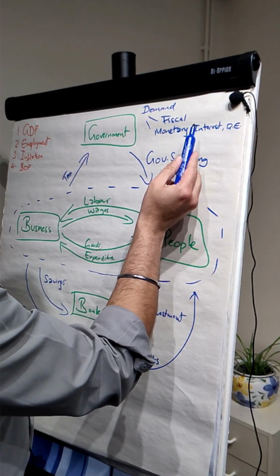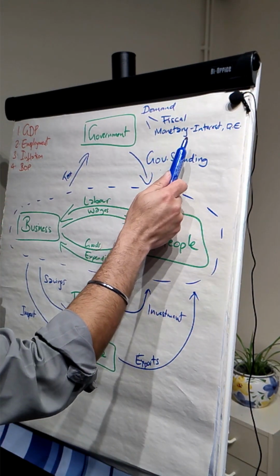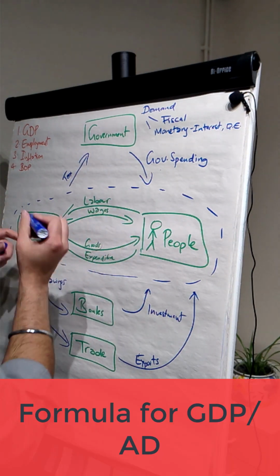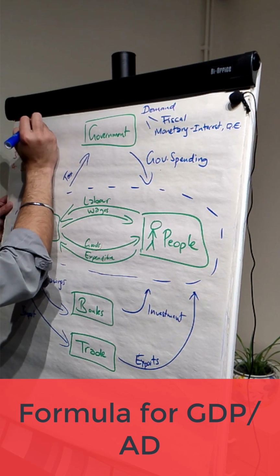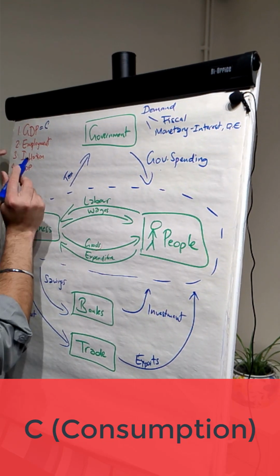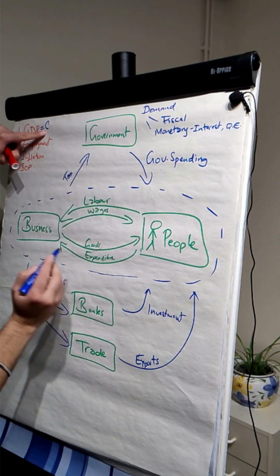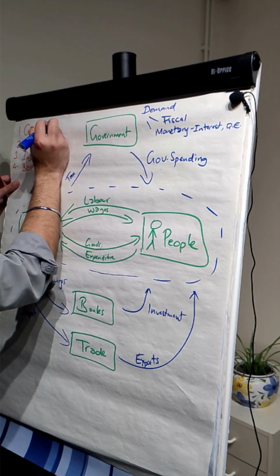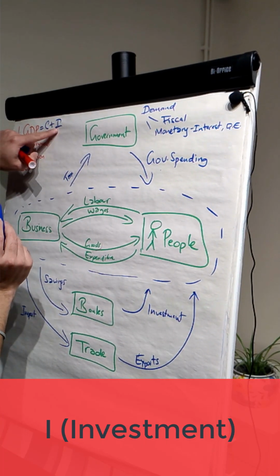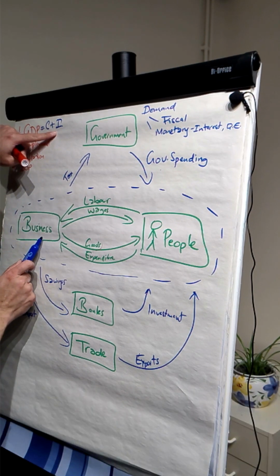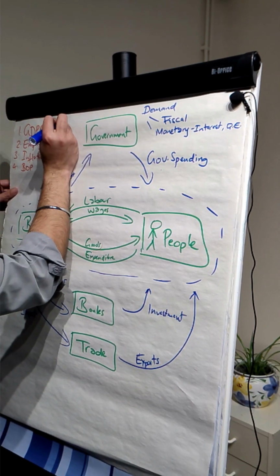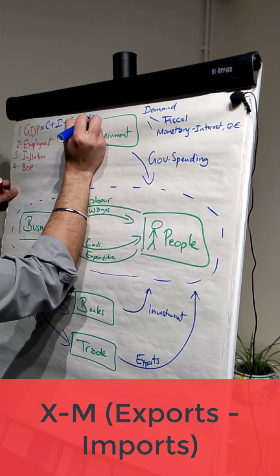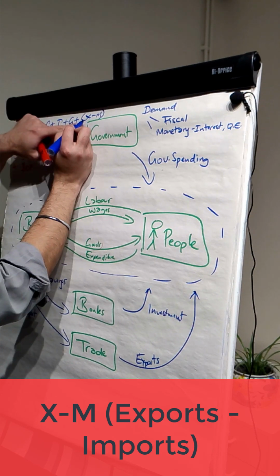Where is that relevant here? Interest rates will, well, let me actually write this out first and make more sense. So GDP or AD, how do we calculate that? Consumption. What is consumption relevant here? Consumption of goods and services. So consumption by people of goods and services. C plus I. What's I? Investment. Investments from who? Businesses. So C plus I plus G. What's G? Government spending. Plus exports minus imports.